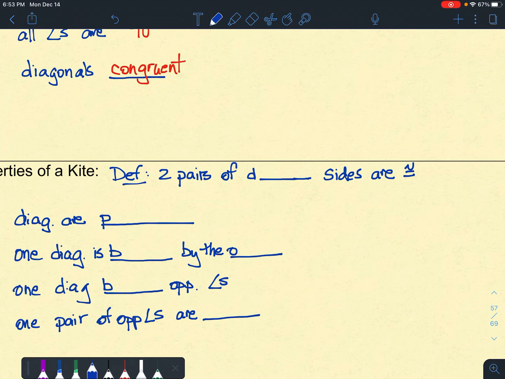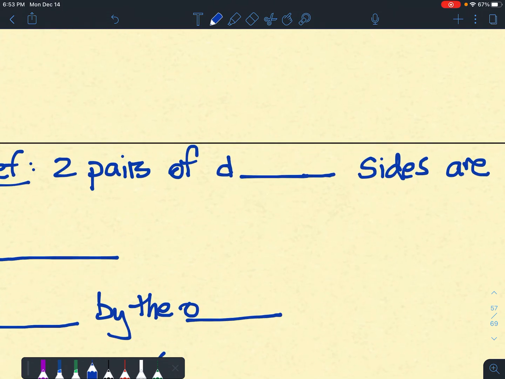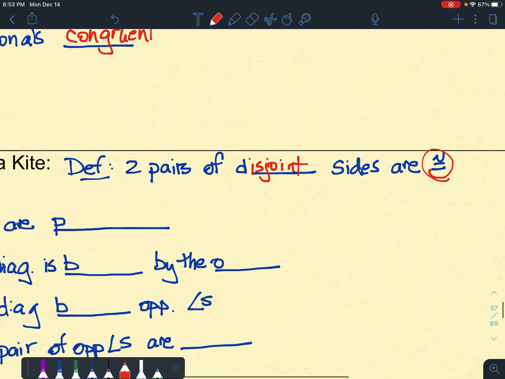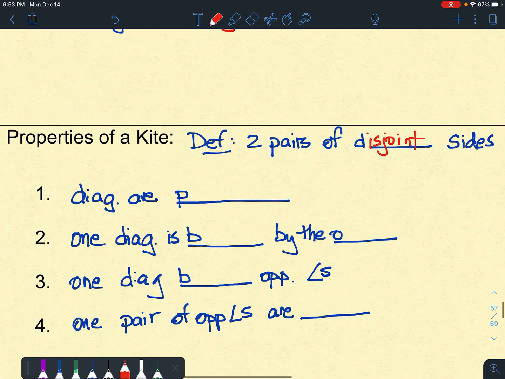First of all, what is the definition of a kite? It's two pairs of, fancy word from the last section, disjoint, sides are congruent. Okay? The diagonals now are property. The diagonals are perpendicular. One diagonal is bisected by the other.